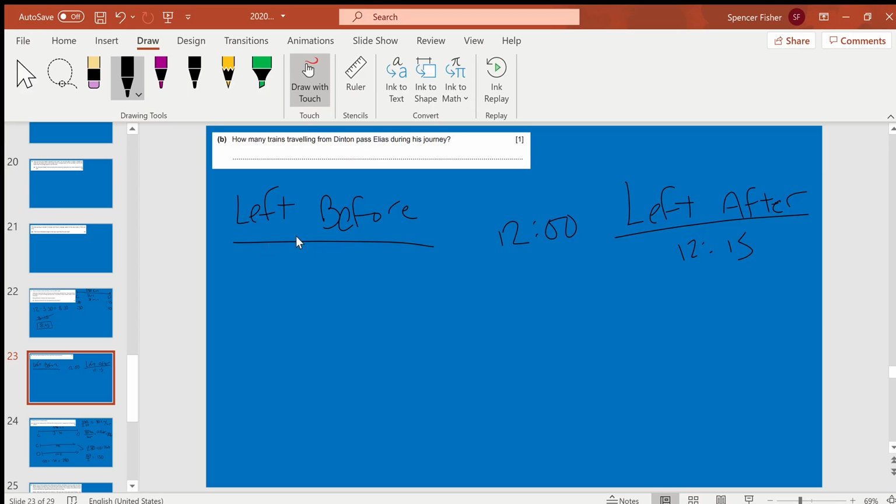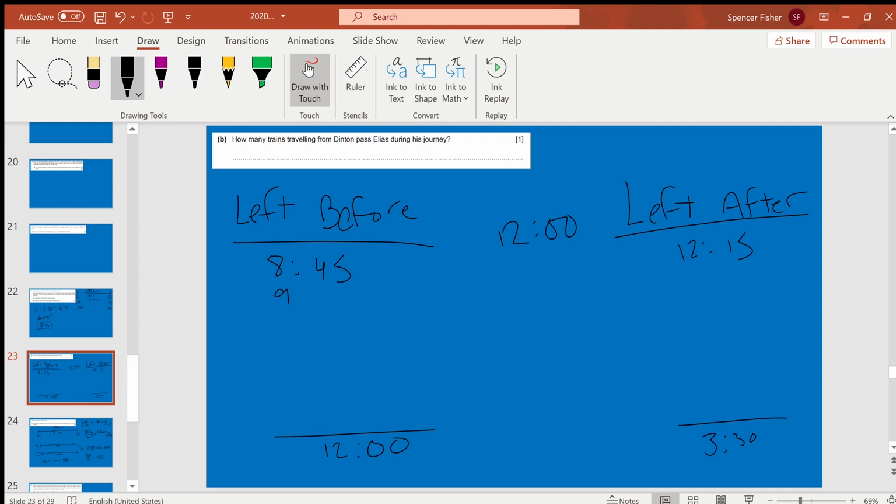And we already said that the first train that left before Elias that he would have passed left at 8:45. So there's a couple of boundaries we need to take into account. The first is that if he left before Elias, that means they left before 12. If they left after Elias, that means obviously they left at 12:15. However, the boundary is Elias is going to get to Dinton 3.5 hours after 12, which is 3:30.